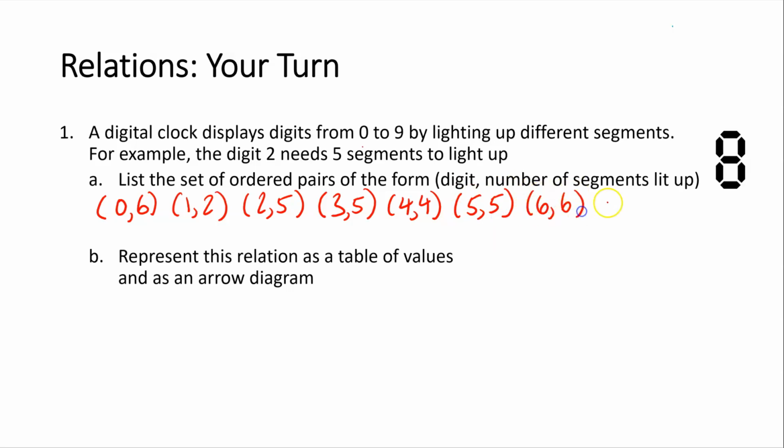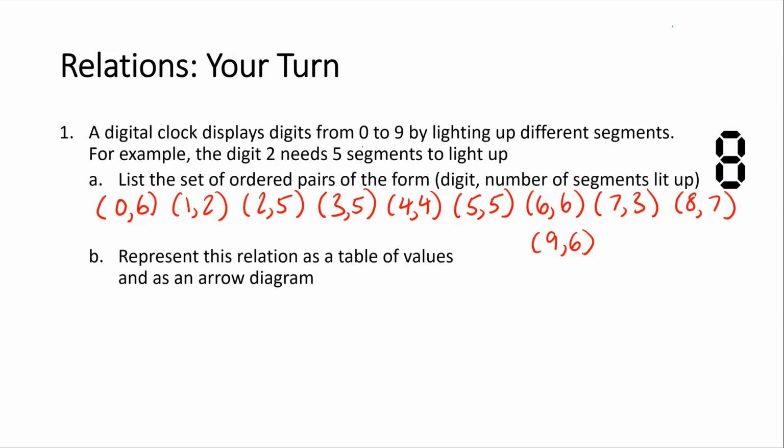6 needs 6 segments. 7 needs only 3 segments. 8 needs 7 segments. And finally, 9 needs 6 segments. And that's your list of ordered pairs.